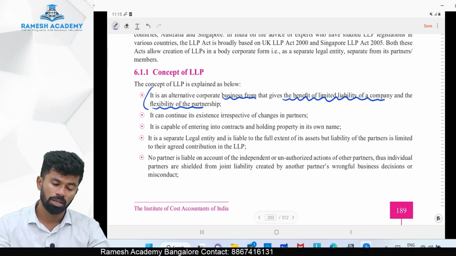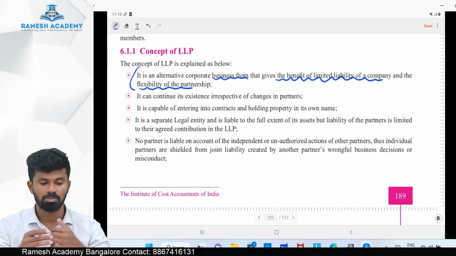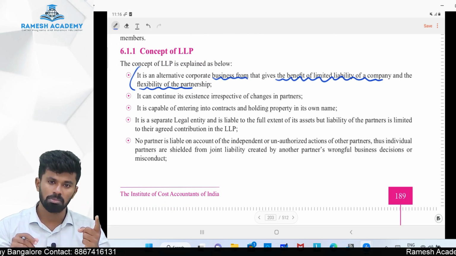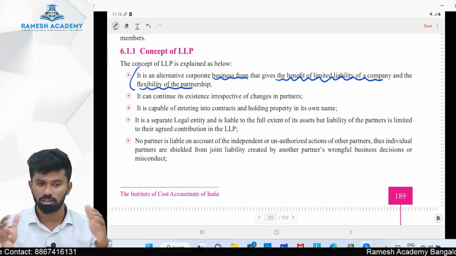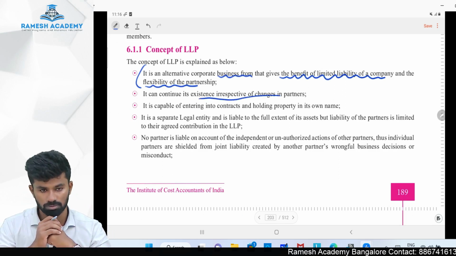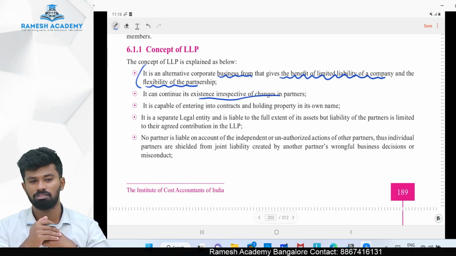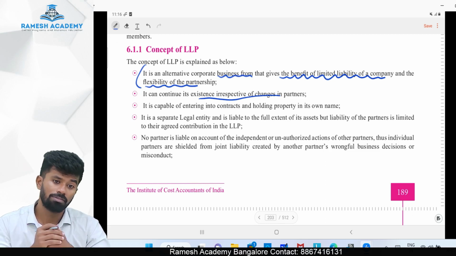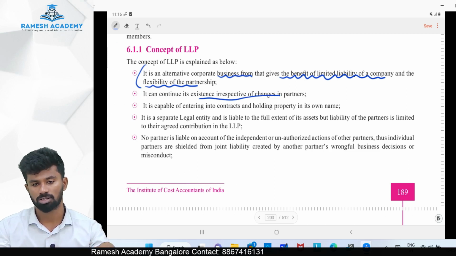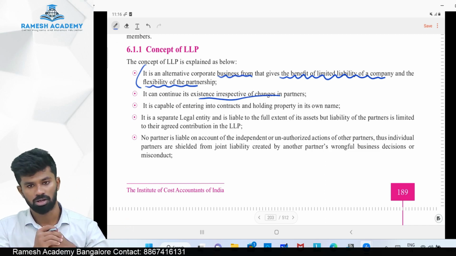That is why LLP has the benefit of the limited liability of the company, and it also has the flexibility of partnership. It can continue its existence irrespective of change in partner. A partnership firm ceases to exist in case of death or insolvency of a partner. But in case of LLP, it continues its existence irrespective of change in the partners. Partners may come, partners may go, but LLP goes on forever, like perpetual succession, like a company.